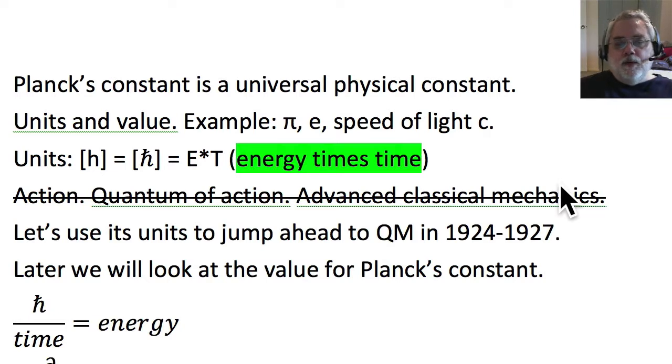Planck's constant is a universal physical constant, sometimes called the constant of nature. There are mathematical constants, pi, e. These are numbers. They have values, but they have no units. Pi is pi for everyone. Pi would be pi for any alien civilization. They might write their numbers different, but once we understood how they write numbers, we would be able to communicate pi. But physical constants are different. They almost always have units and values.